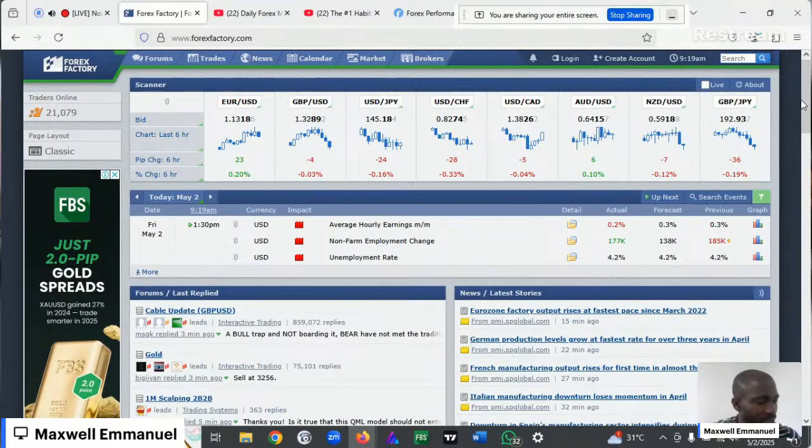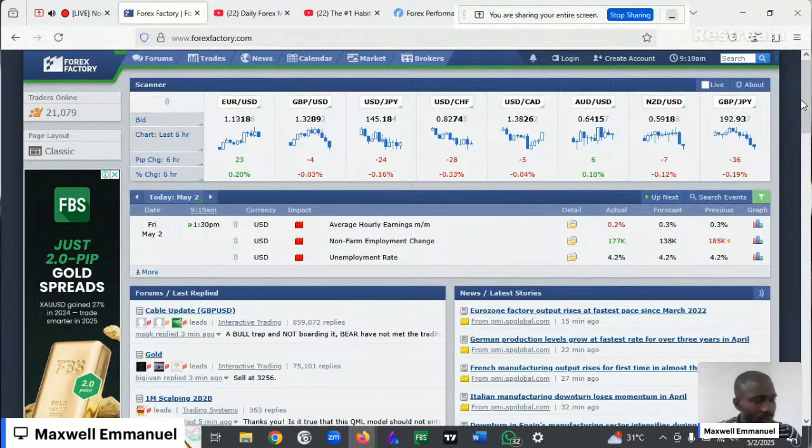Have you executed any trade today? Like I did advise, you should wait for the non-farm payroll data to be released before you take a trade. You would see that from 11 until now, price has been ranging on the major currency pairs, and that's because of NFP.